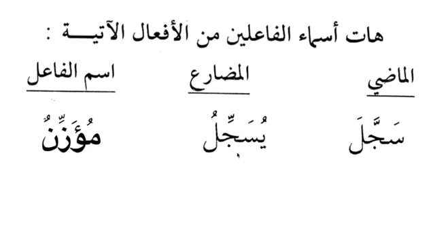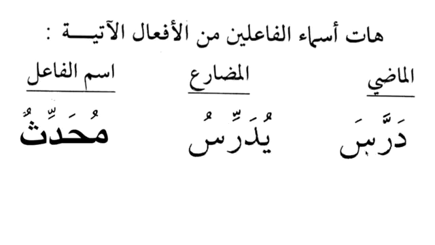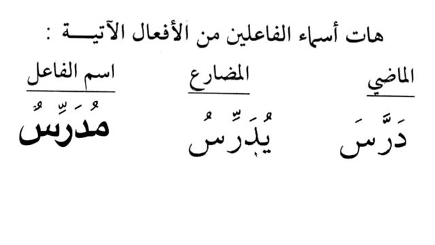Sajjala, yusajjilu. So what will be the ism fa'il? It will be musajjilun. Haddasa, yuhaddisu. And what will be the ism fa'il? The one who does it will be muhaddis. Darrasa, yudarrisu. The one who teaches, what will it be? Mudarrisun.